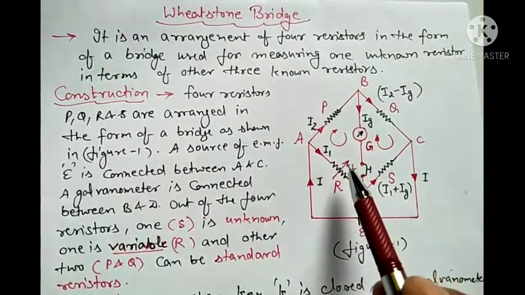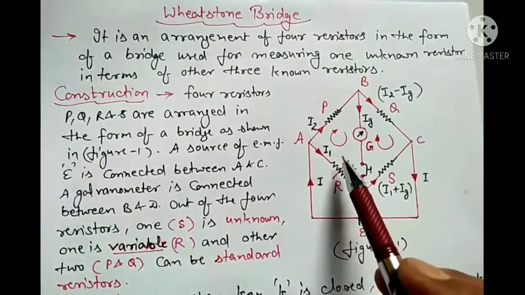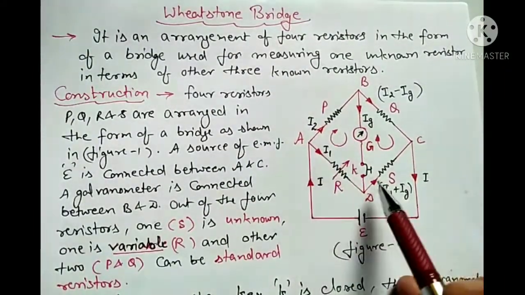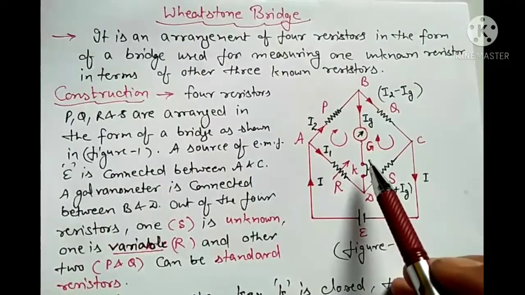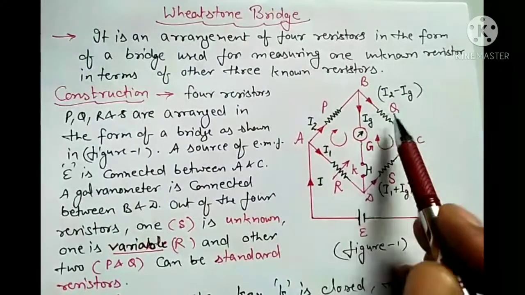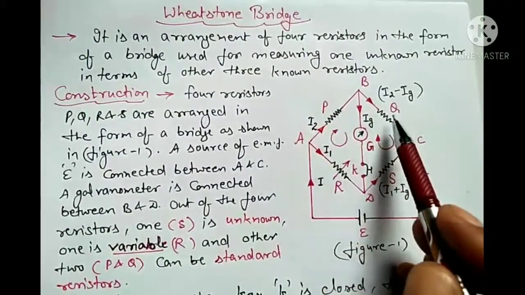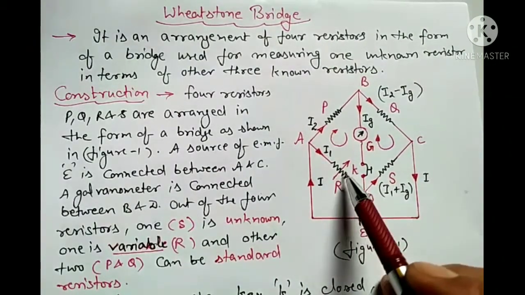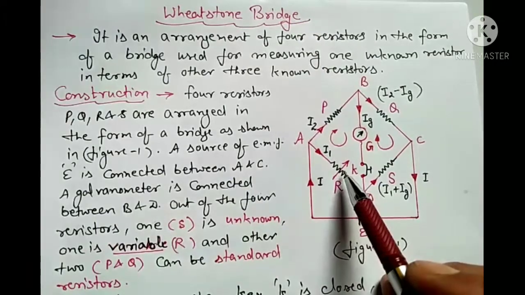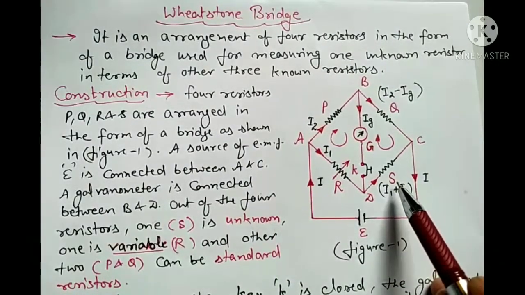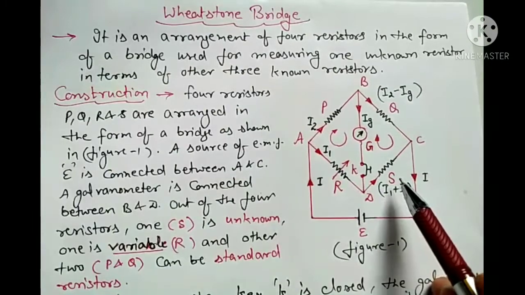Now let us see the construction of the Wheatstone bridge. Here PQRS, four resistors are connected in the form of a bridge. In this case, P and Q are two known resistors whose values are constant, standard resistors. R is a variable resistor whose value can be varied with adjustment, and S is the resistor whose value can be calculated.